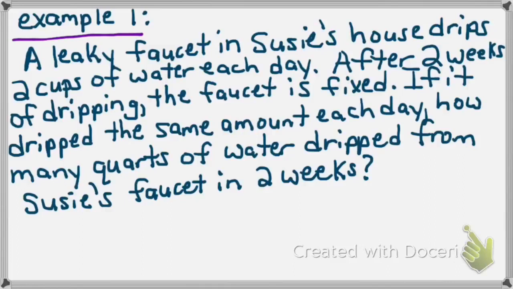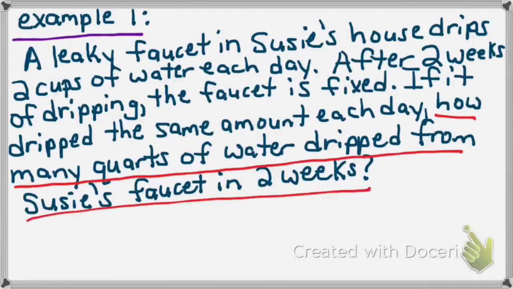A leaky faucet in Susie's house drips 2 cups of water each day. After 2 weeks of dripping, the faucet is fixed. If it dripped the same amount each day, how many quarts of water dripped from Susie's faucet in 2 weeks? Well, let's take a look at what the question is asking us. The question is asking us, how many quarts of water dripped from Susie's faucet in 2 weeks? We need to know how many quarts dripped in 2 weeks.